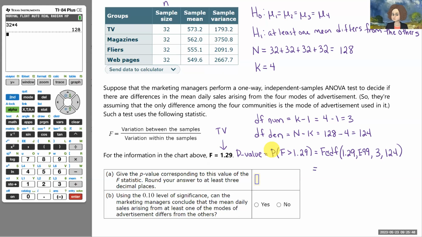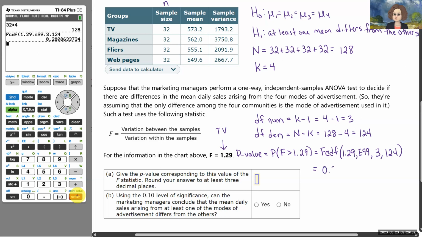All right, and then we head to our graphing calculator. So you're going to go to your distributions. So second, distributions, and you're going to look for your Fcdf function, enter, and then we'll just enter it exactly as it's written there: 1.29, E99, comma, 3, comma, 124. All right, and that's our p-value, so 0.2809.